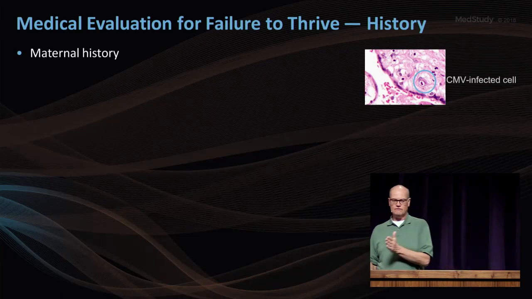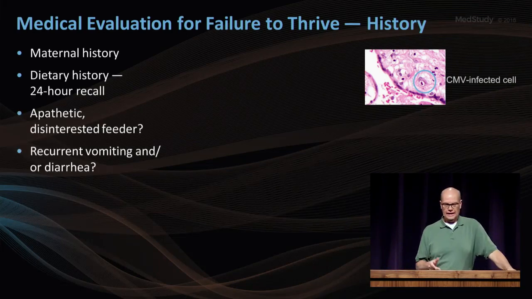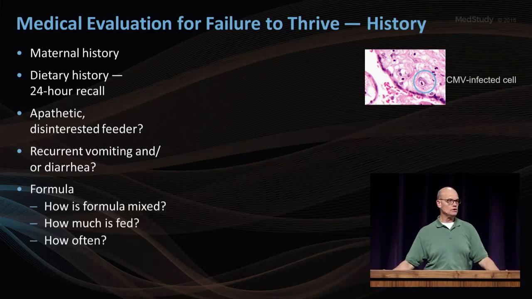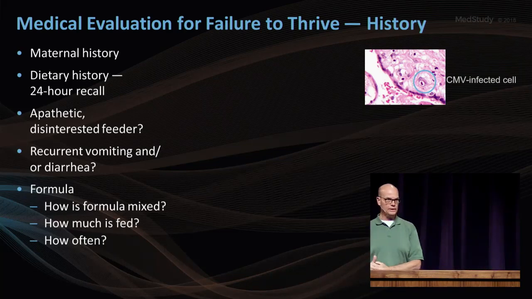So as you begin to evaluate for a medical possibility of failure to thrive, obviously history is going to be important. And again, even if you are suspecting a medical cause, you may quickly rule that out by getting a disturbing dietary history or observing the child as apathetic and disinterested. But certainly you'd want to ask about excessive loss, either through vomiting or diarrhea. Be sure, if they're formula fed, that that formula is being mixed appropriately.